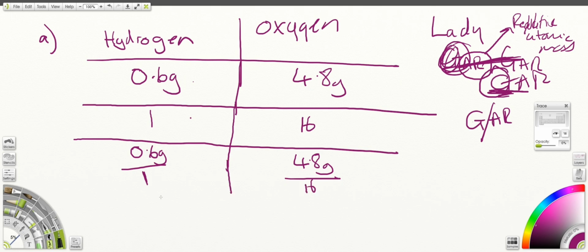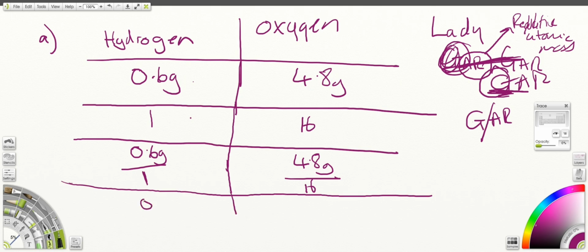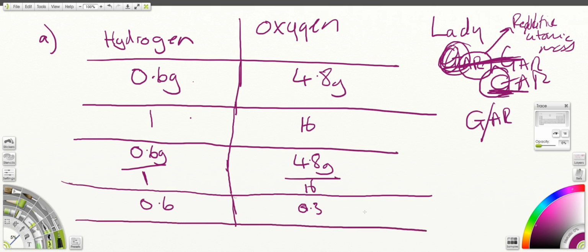So now that I've done that bit, I need to actually work it out. So I'll get my calculator, which I've already done, and 0.6 divided by 1 is 0.6, and 4.8 divided by 16 is 0.3. If you do it in your calculator, that's what you'll find. Now, what you need to do in the next step is, once you've got this ratio, you're almost there. So this is the ratio bit.